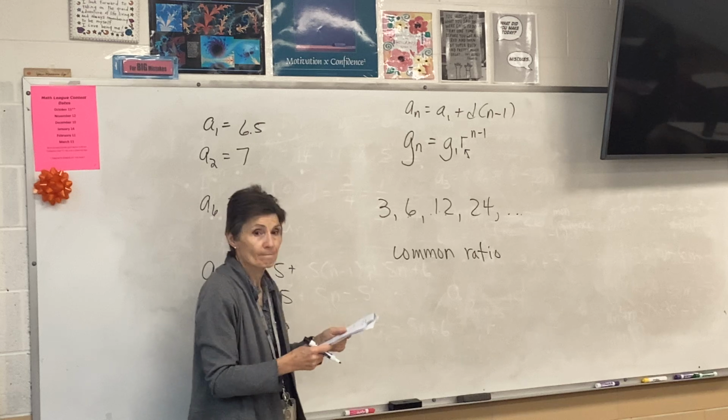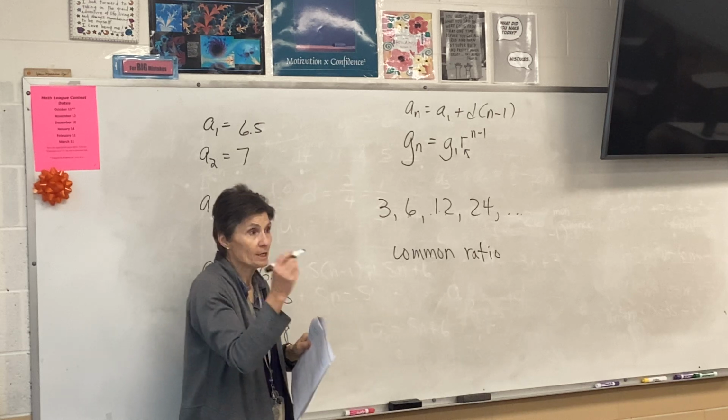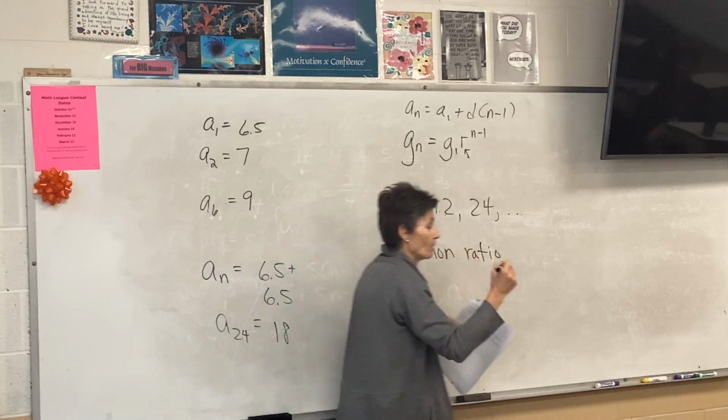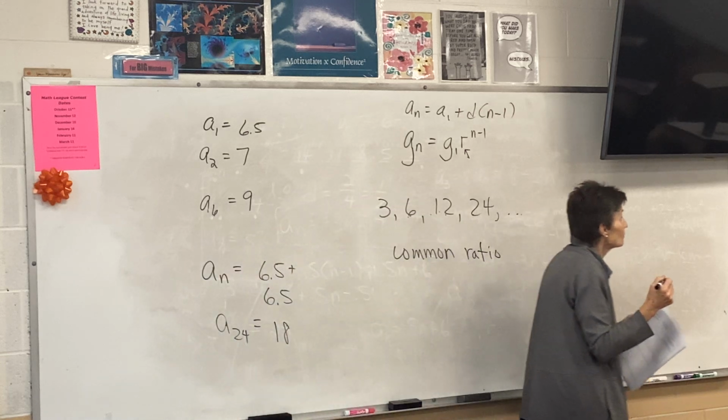What's this G of 0? G of 0 would mean what? What does that mean, G of 0?